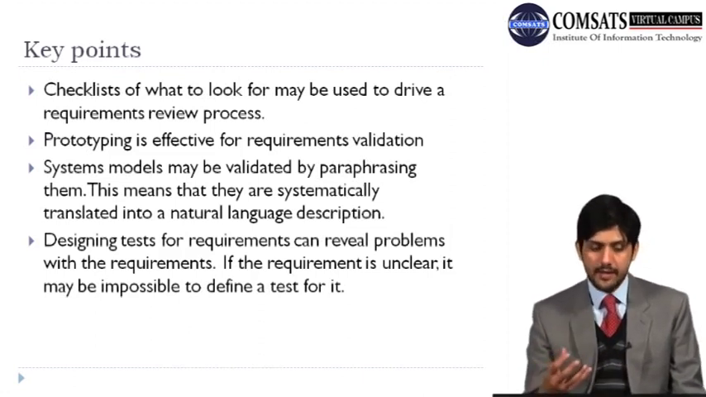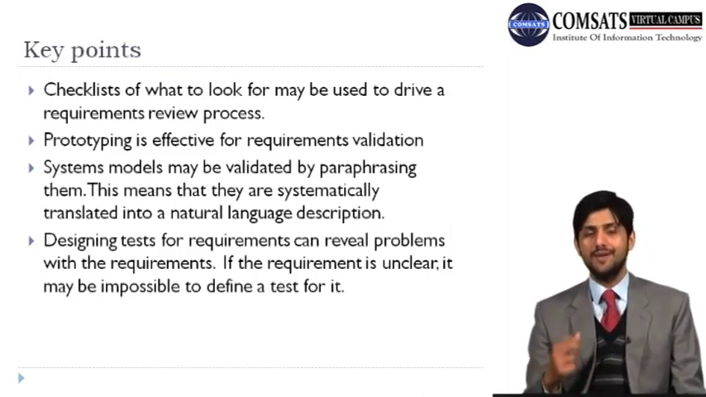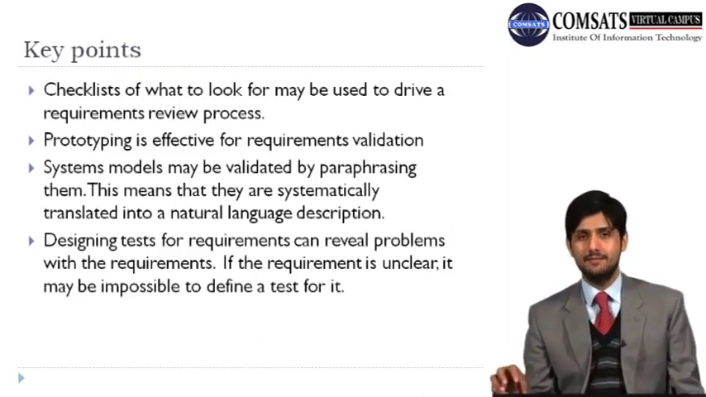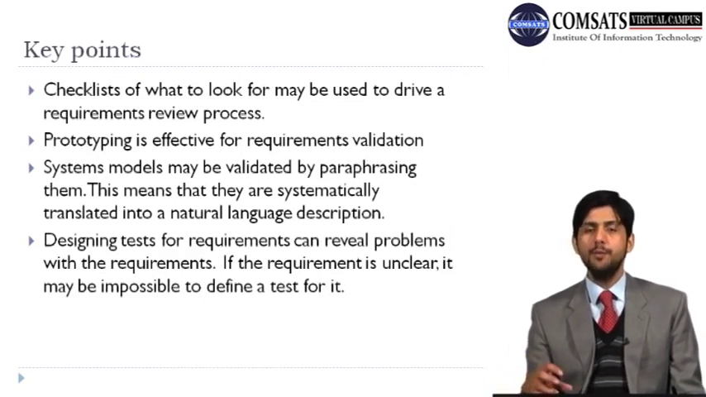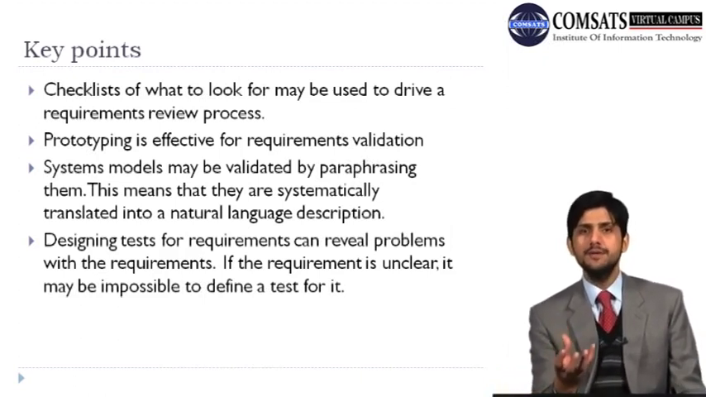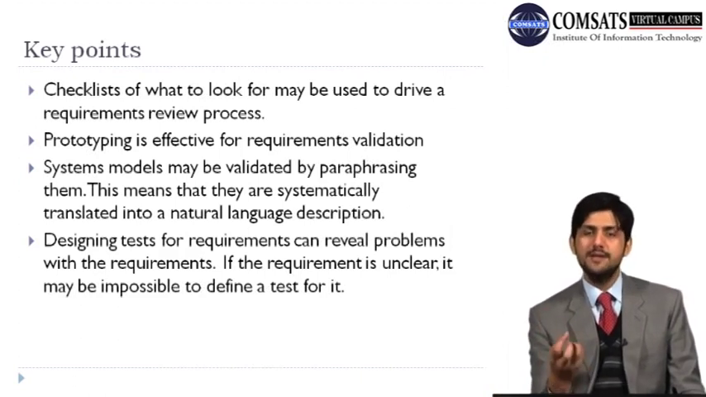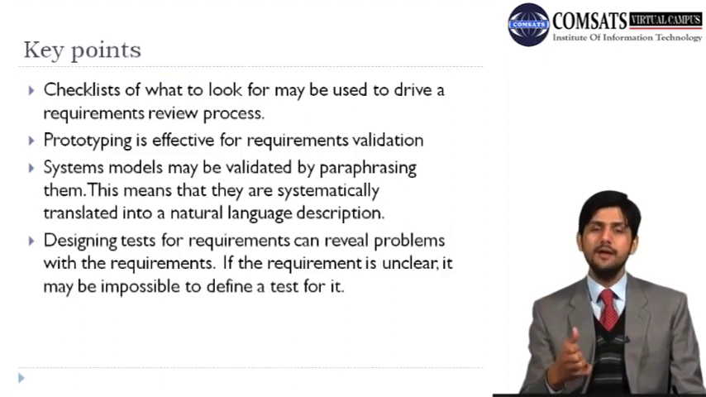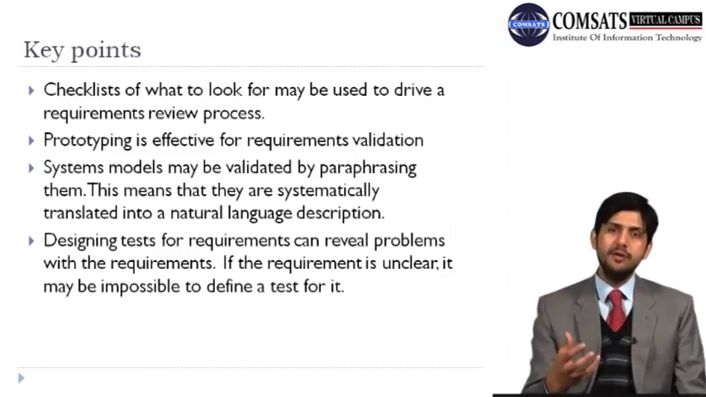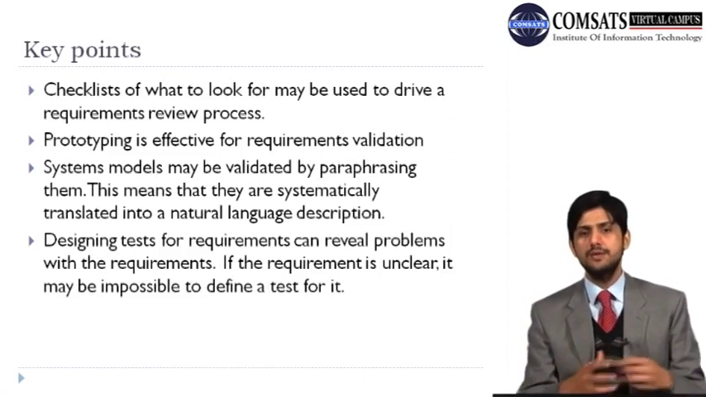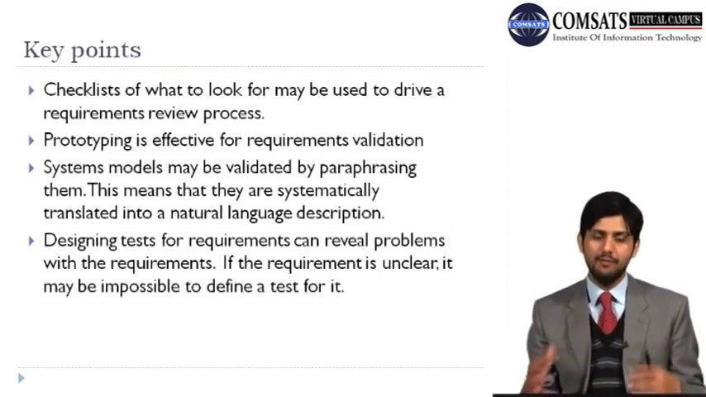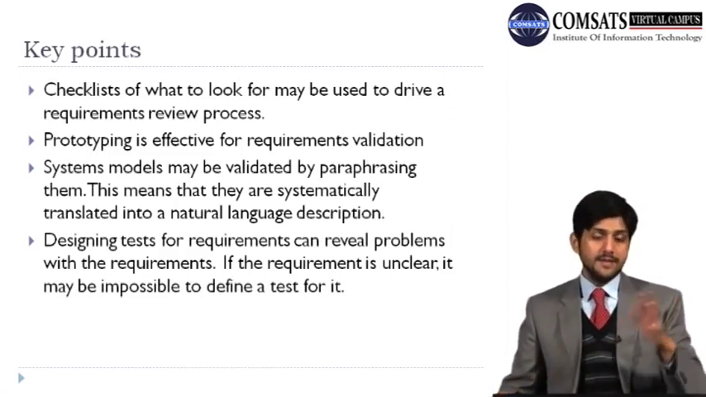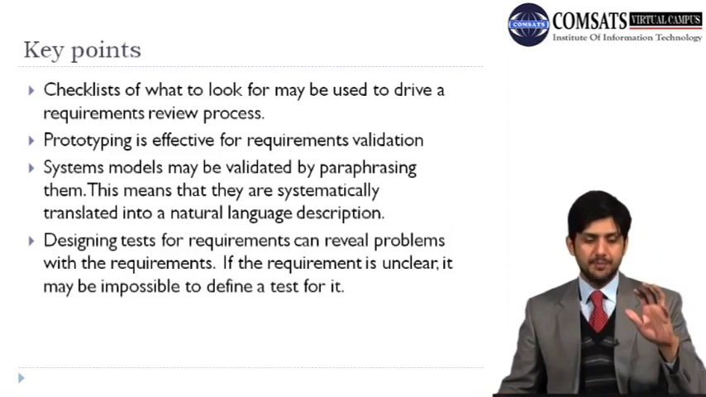If a requirement is unclear, it may be impossible to define a test for it. We have said that for each functional requirement, there should at least be a test case. So if it is not possible to define a test case for one requirement, it means that this requirement is not complete, or there is some information missing in it. We need to report it and identify it as a problem, and say that in order to write the test case for this particular requirement, you need to supply this information because it is not available. We looked at multiple examples of that as well. So this is our discussion on the validation process.